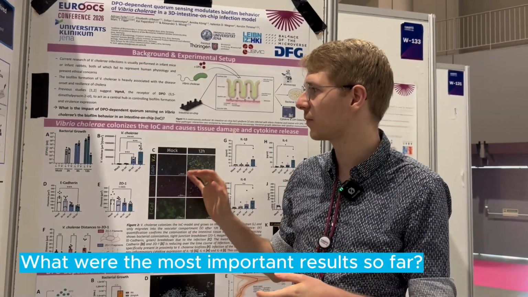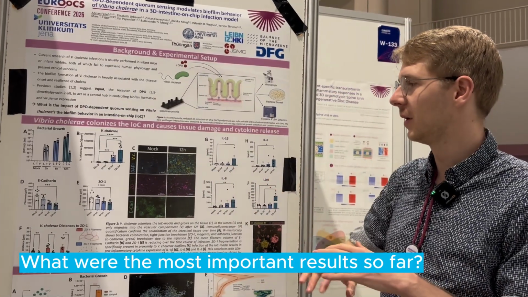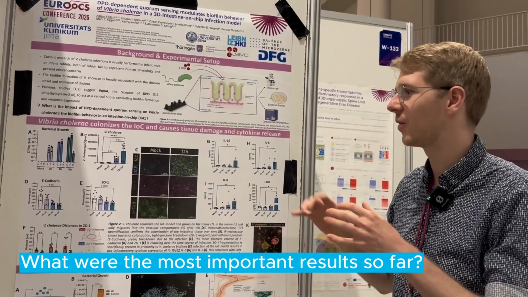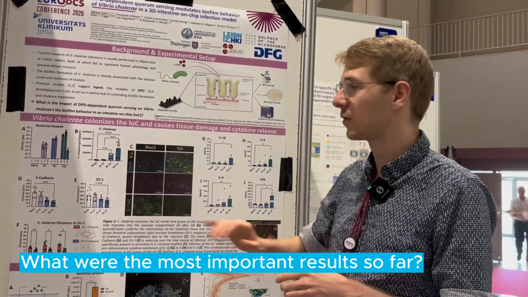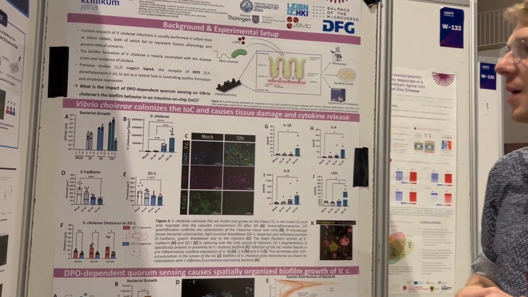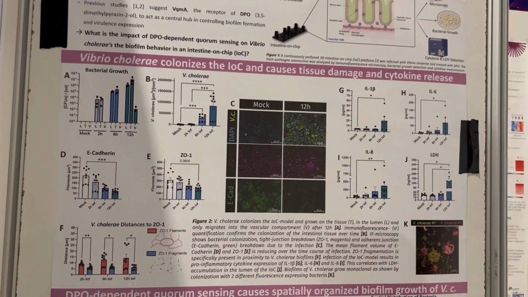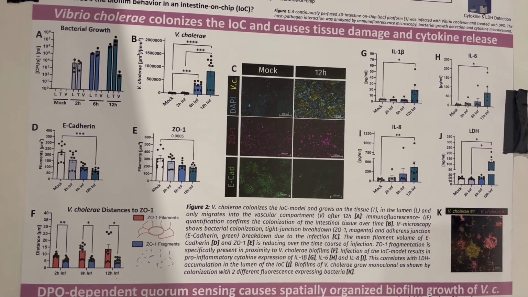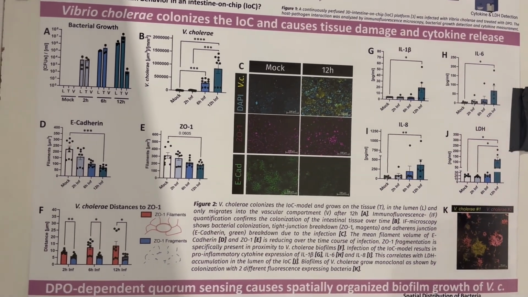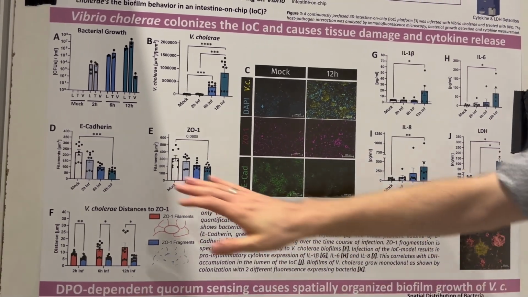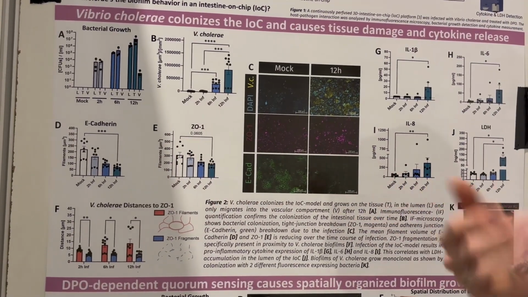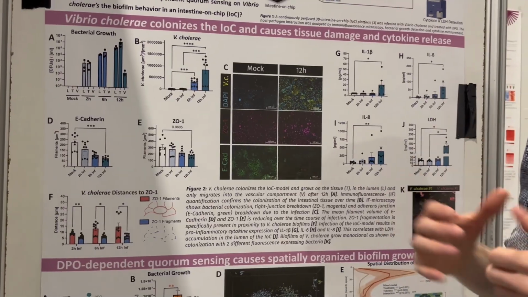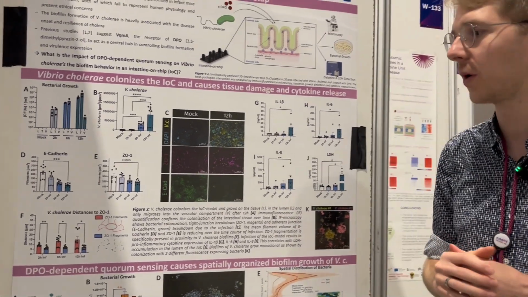I can basically start with first the establishment of the model, because taking care of infectious models in an organ-on-chip is actually not as trivial. So we first looked into different time points of the infection up to 12 hours, and we saw, as expected, a natural growth of the bacteria over time. And this growth resulted in a host response where E-cadherin and ZO-1, as adherens junction and tight junction molecules, were starting to disintegrate due to the infection with the Vibrio cholerae pathogen.